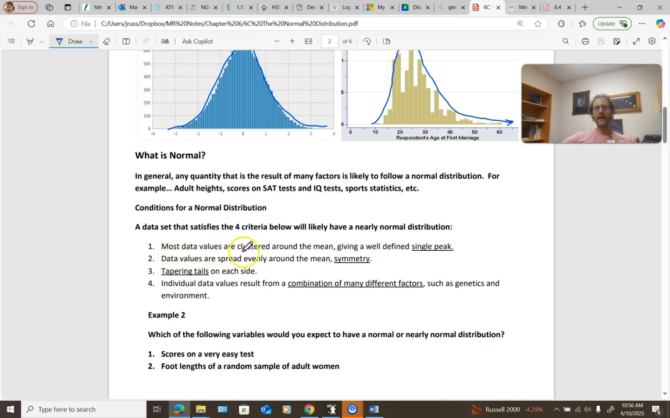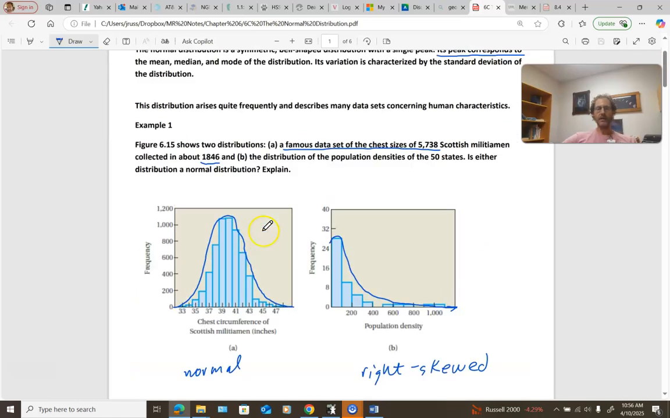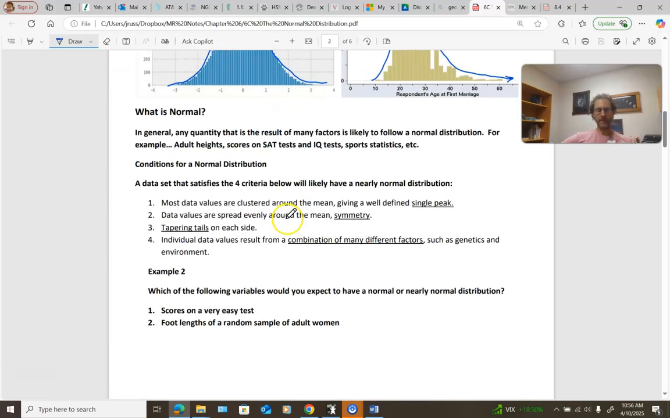Furthermore, data values are spread evenly around the mean, and that would create symmetry. So you have, I'm going to refer back to this one, just as many values roughly below the mean as you have above. And the further away you get from the mean, you have fewer and fewer values. That's what leads to those tapering tails, tapering tails on each side.